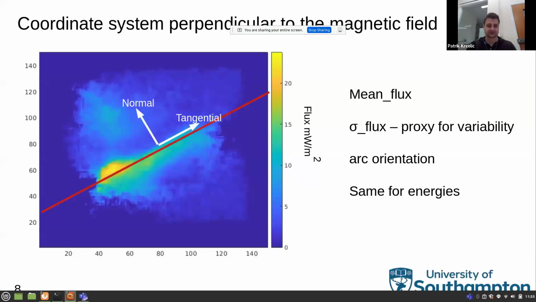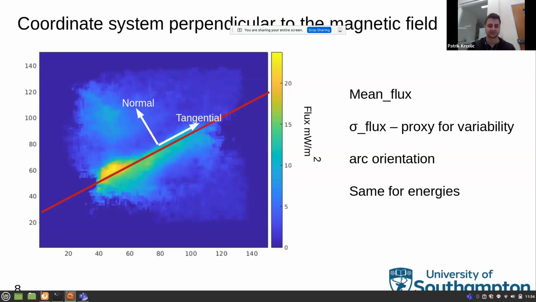Okay, so first and foremost, like I said, from the prompt emission, we're able to get the fluxes and the energies. This is the picture showing the fluxes, but we're also doing some transformation to get rid of the lens effects of the camera. So what we have here is the top view along the magnetic field lines. And from these fluxes, we're able to get the direction of the arc, and then we define the normal and tangential coordinate system, which is going to be important later. Also from this, we are able to get the mean flux within the arc, and also the standard deviation, which we use as a proxy for variability.